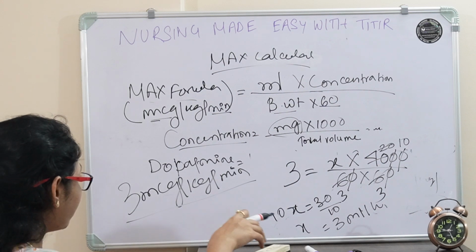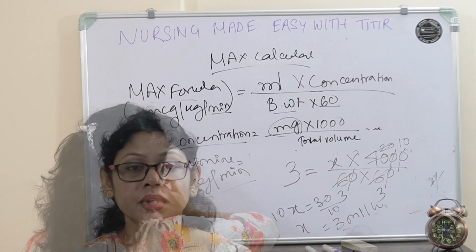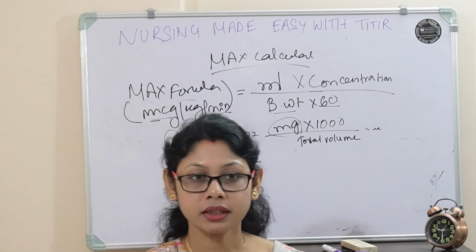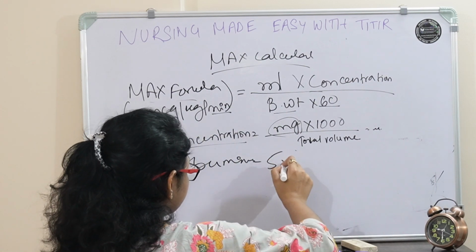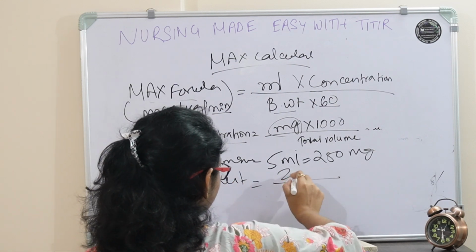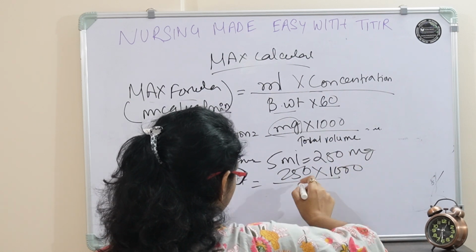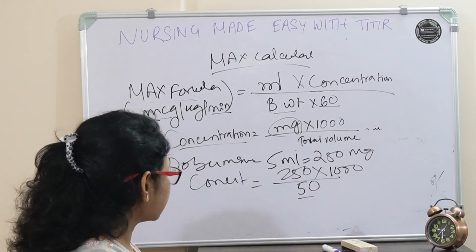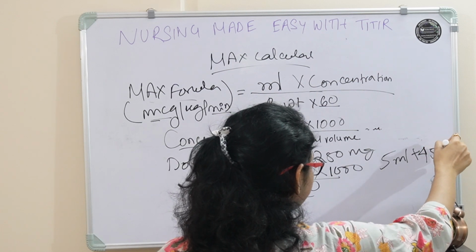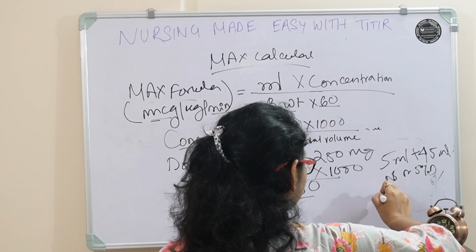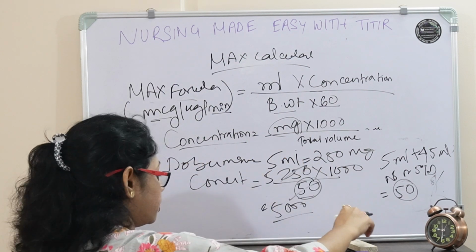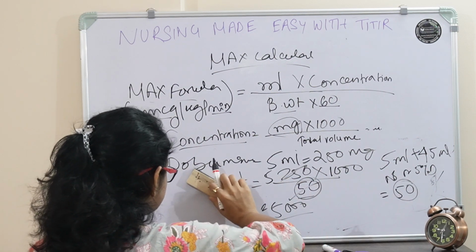Let's take, instead of dopamine, dobutamine. So let's assume we will take our next drug, dobutamine. Dobutamine 1 ampoule contains 5 ml and 5 ml is equal to 250 mg. So the concentration will be 250 into 1000 divided by 50. So tell me how the 50 comes. 50 is the total volume: 5 ml of dobutamine plus 45 ml of normal saline or 5% dextrose, anything you can use, that became 50. This is our total volume of 50. The concentration is 5000 for this dilution.